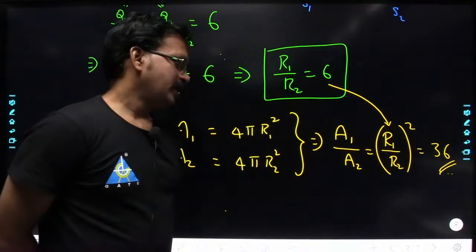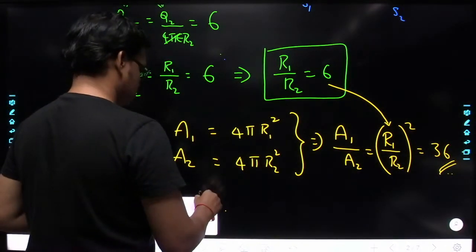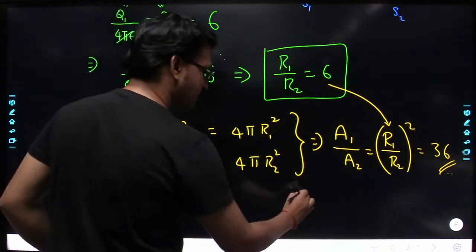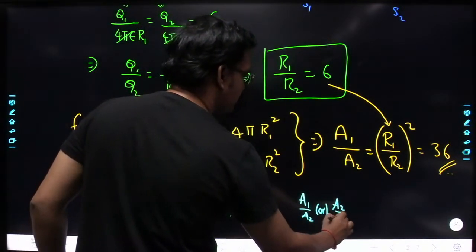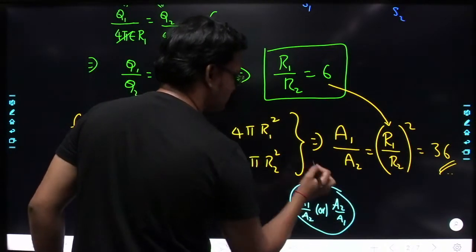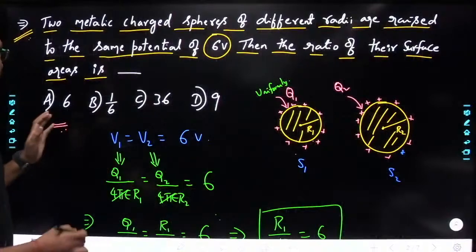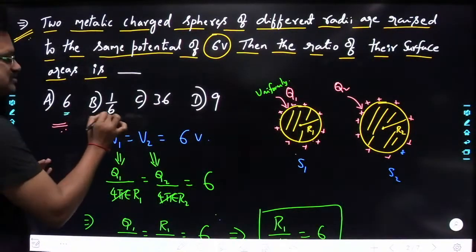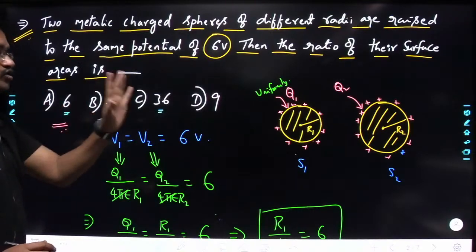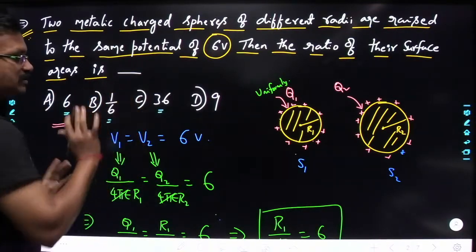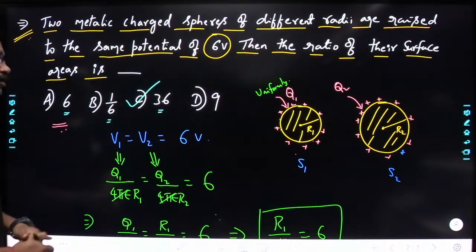Here they have not specified whether you have to determine A1 by A2 or A2 by A1. But if you observe the options, you have 6, 1 by 6, and 36, but you do not have 1 by 36. So the only option that is left is 36. So you have to choose option C.